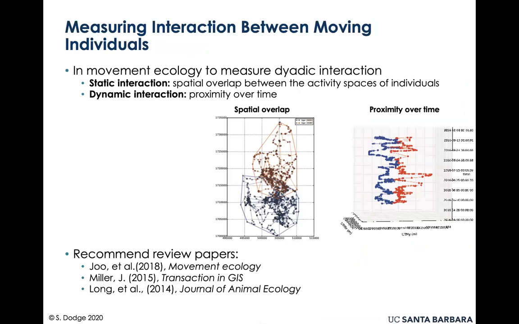And a lot of these measures basically measure static interaction, meaning that they measure the spatial overlap between moving individuals or the activity space of moving individuals, other humans or animals. For example, here you can see two home ranges of two tigers. As some of you know, a lot of my work focuses on animal movement and analysis of animal movement, especially tigers and leopards. These are two tigers that share a part of their home range. So the overlap area can give us an indication that there is an interaction between two individuals.